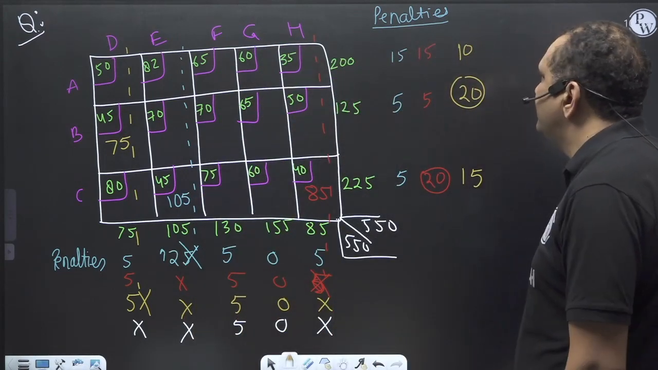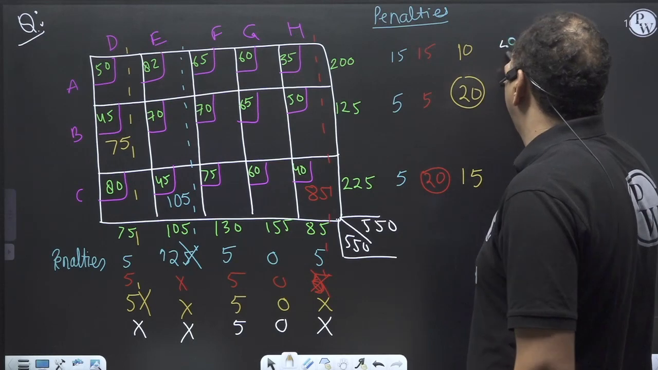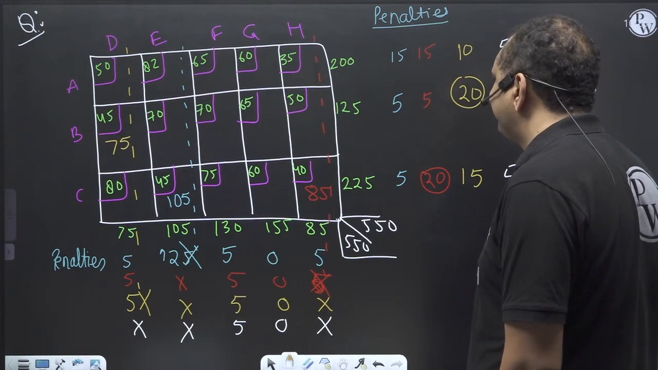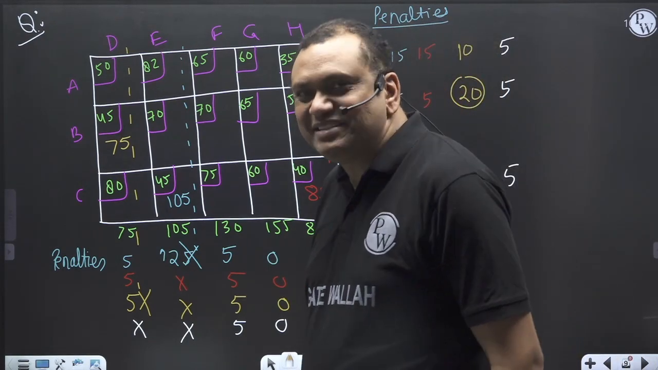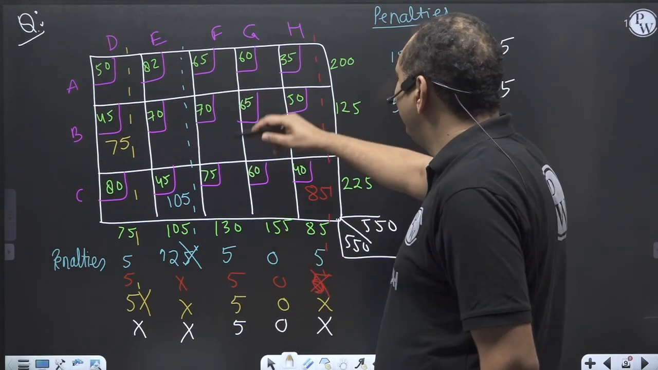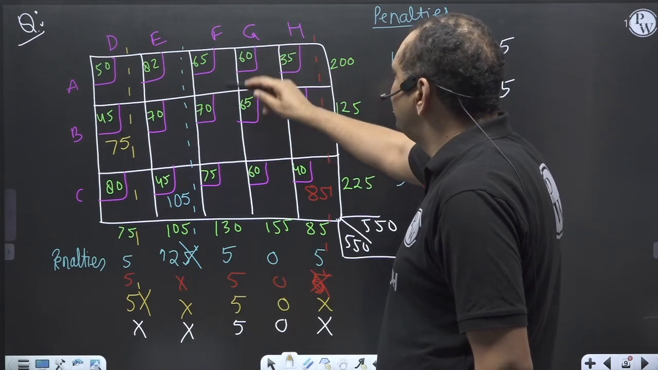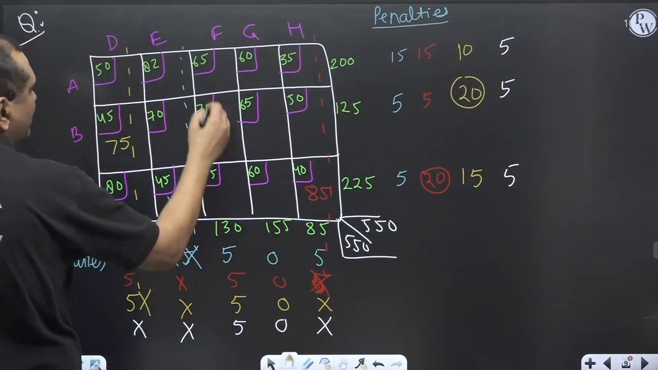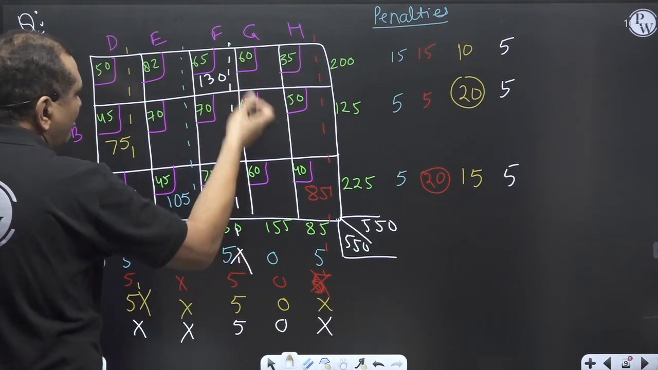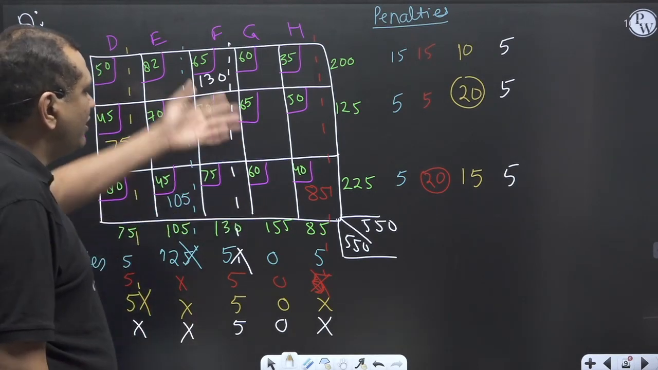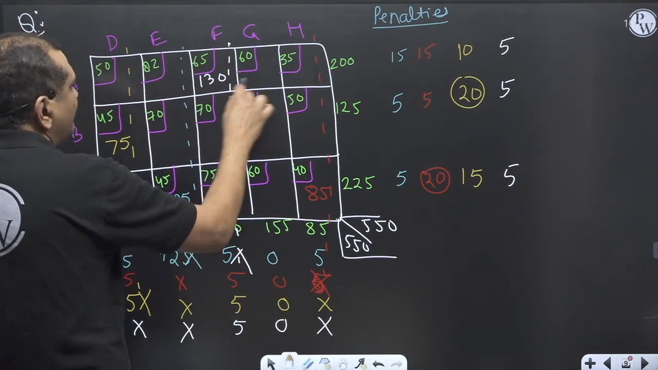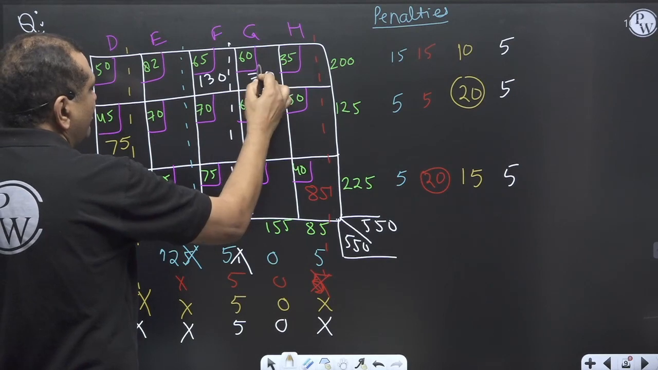Now what will be the penalties here? Because only 2 columns are left now. 5, 5 and the 5. So all the highest penalties are 5. You can choose anyone in this one. Whatever is the minimum transportation cost, 65. Allocate as much as you can, 130. So now only 1 column or 1 row is left. We don't calculate penalties. So 130, 70 is left out. 70 allocate here.